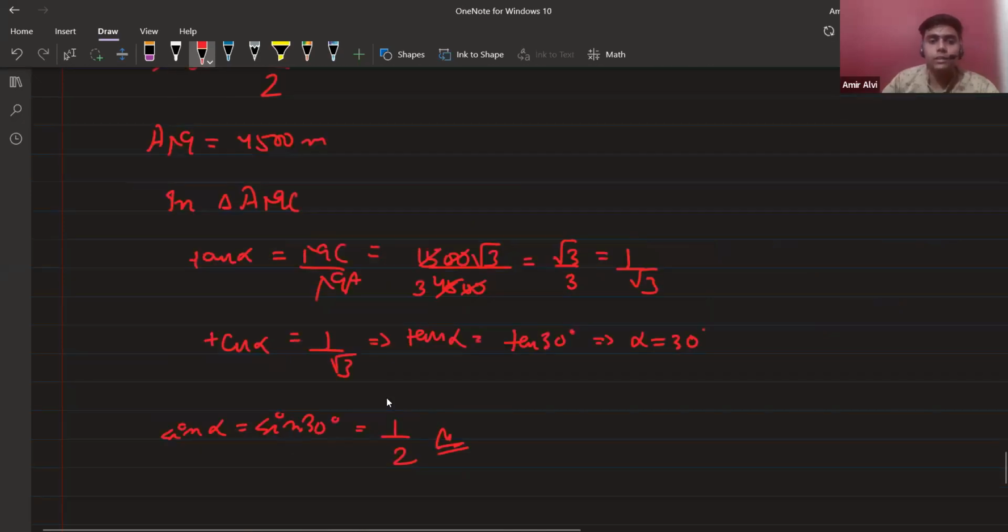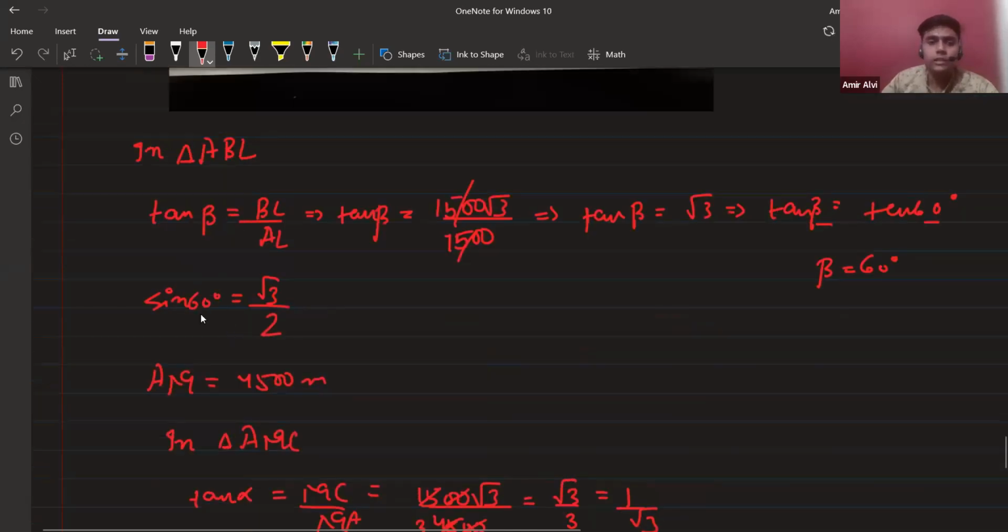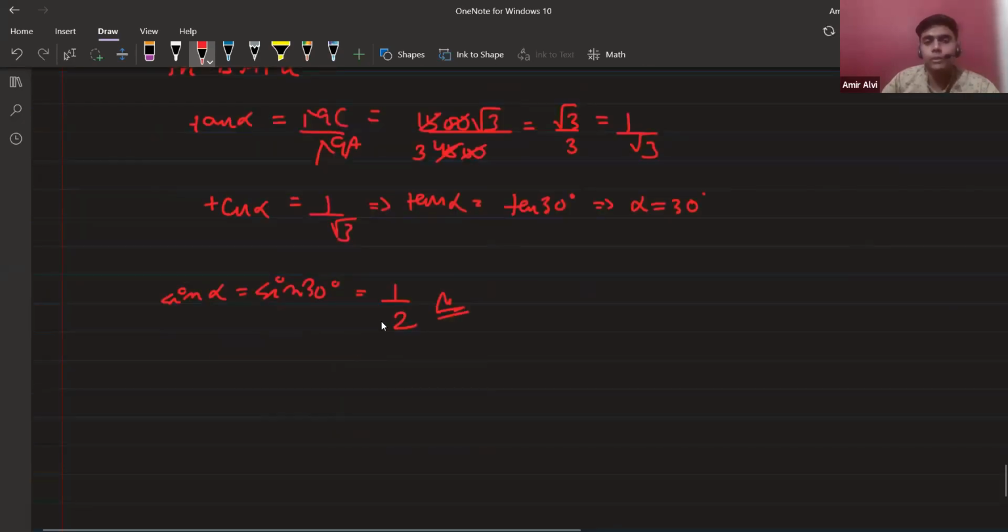Is that clear? Sine 60, sine beta, is nothing but root 3 by 2, and sine 30, sine alpha, is 1 by 2. Clear? Yes, sir. Any doubt?